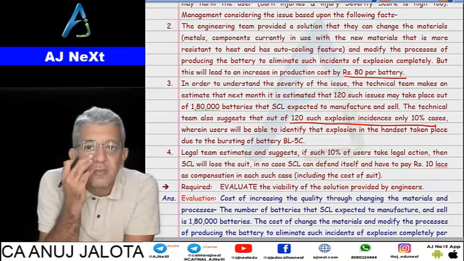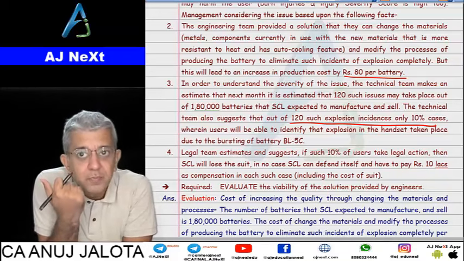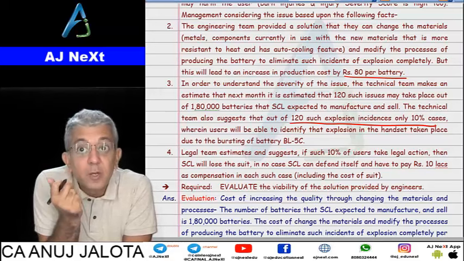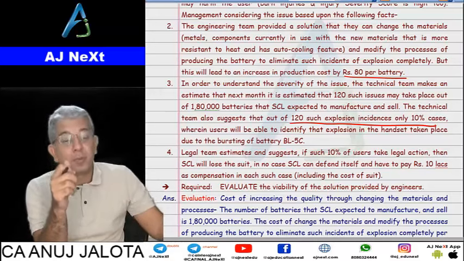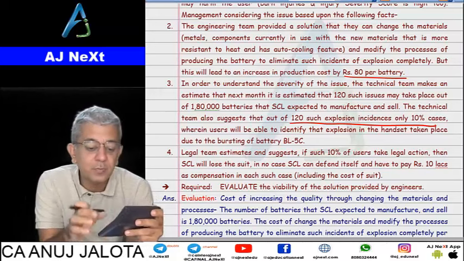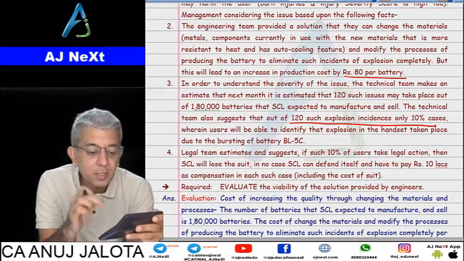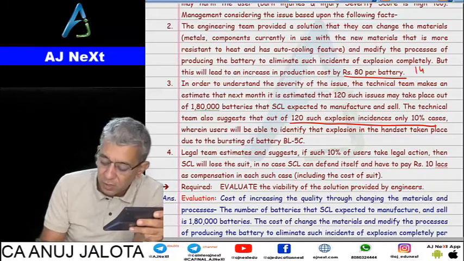Now, obviously, if we are going to rectify the battery, one thing that will happen is it costs us 80 rupees per battery extra. Pick up your calculator. So, 1,80,000 into 80. So therefore 1,440,000 will be the extra cost in the next month.